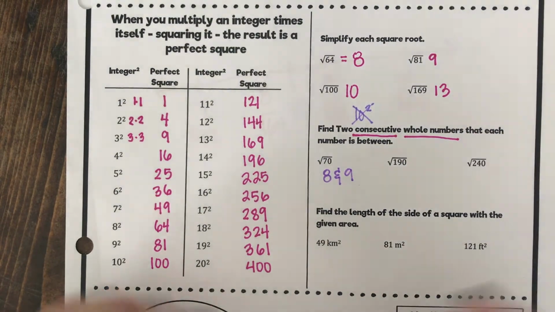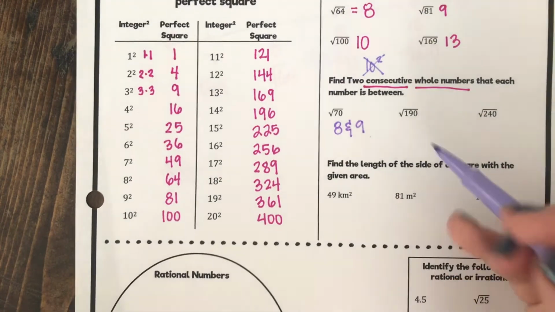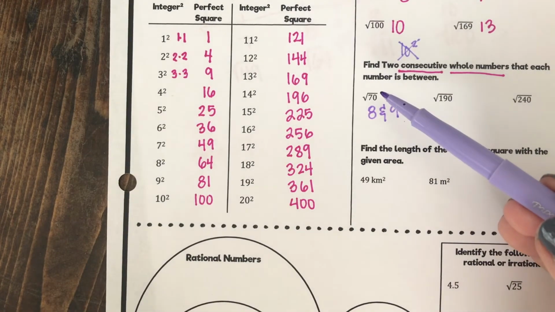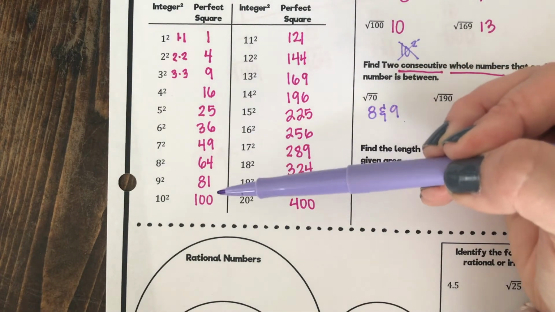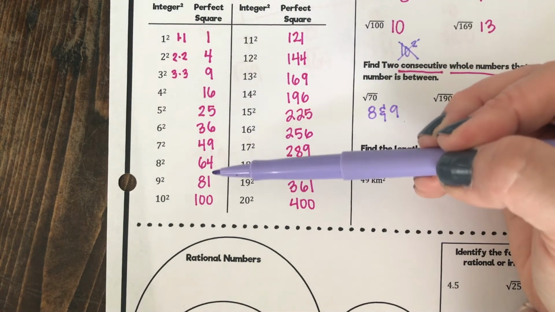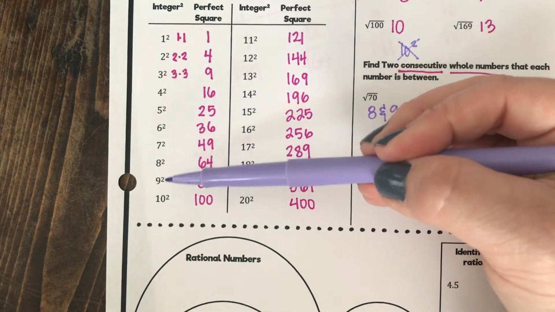Okay, and you actually don't even have to write out a number line every time. So like, look at this. The square root of 70, if I come over here and look at my chart, 70 would come in between, look, 64 and 81, which are 8 and 9.